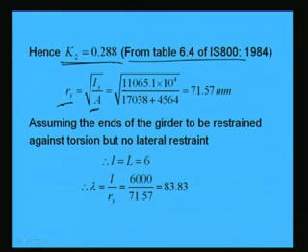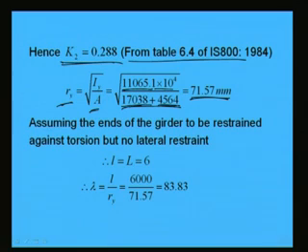So, Iy is 11065.1 into 10 to the 4, and the area is the total area of the I section plus the area of the channel section. So, the square root of Iy by A becomes 71.57 millimeter. So, the radius of gyration about the y axis, Ry, we are going to get as 71.57 millimeter.